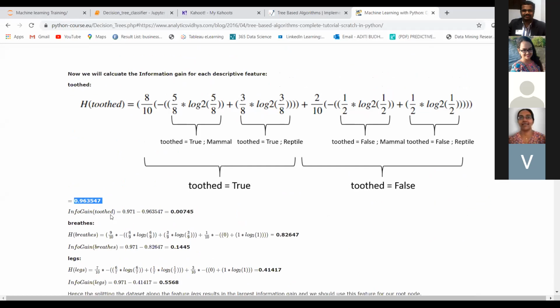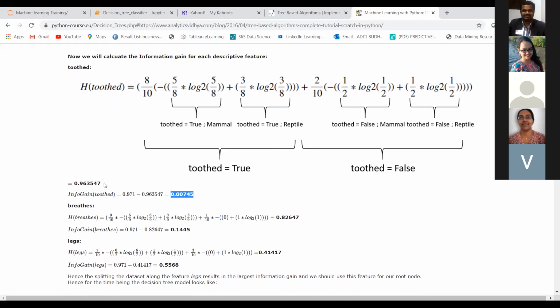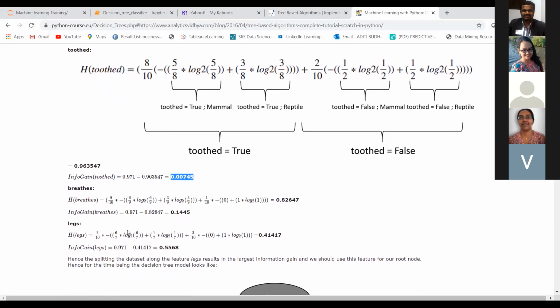Information gain is nothing but the difference between the total entropy of the data set minus the entropy for that particular feature. So we had seen that we had got 0.971 as the total entropy for our data set, and we will subtract the entropy of this particular feature, the tooth feature. Okay, and then we get this as the information gain.